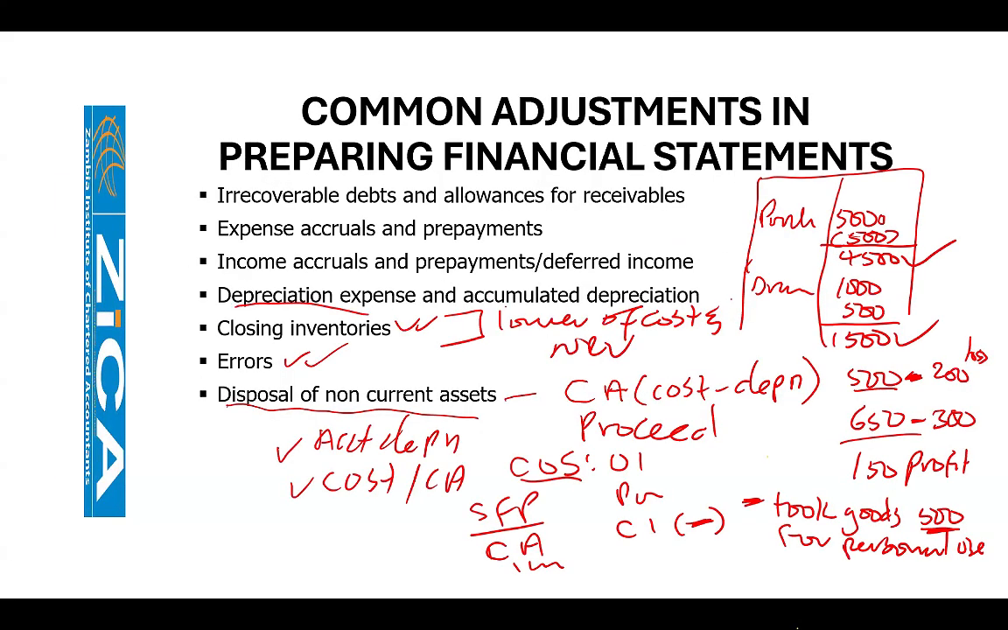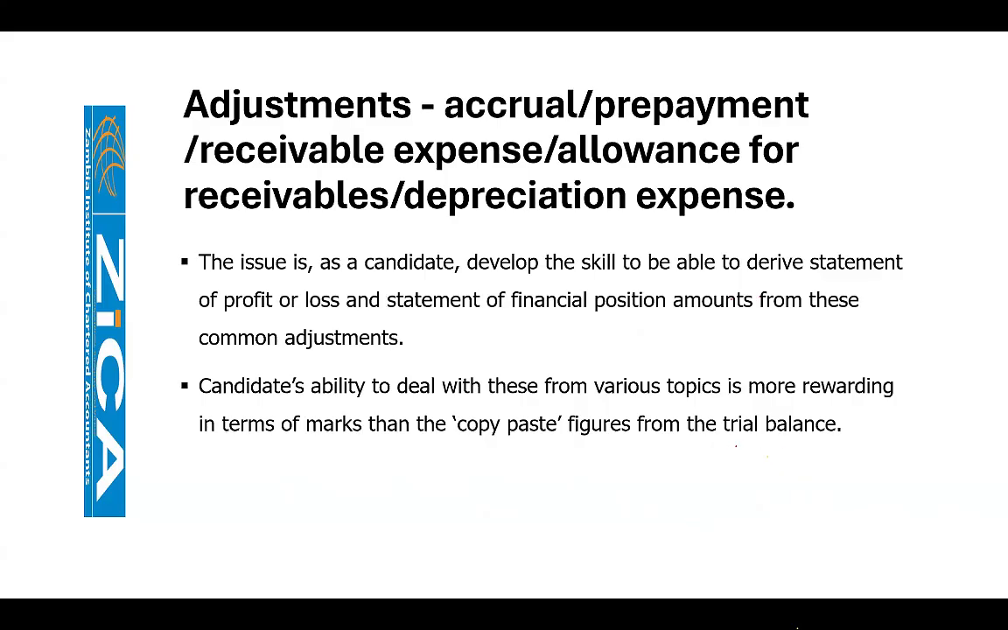Depreciation expense and accumulated depreciation. So depreciation expense is the amount by which an asset is going to be reduced every year. Accumulated depreciation is the total depreciation the asset has suffered since it was bought. So this total, the accumulated depreciation, keeps increasing at the end of each year by the depreciation expense. So this is what will happen.